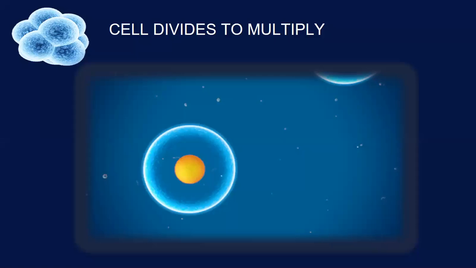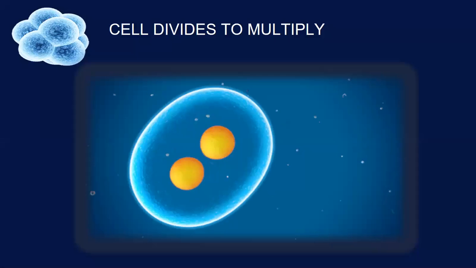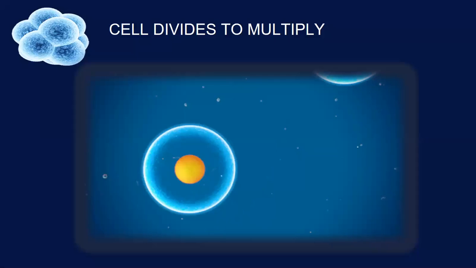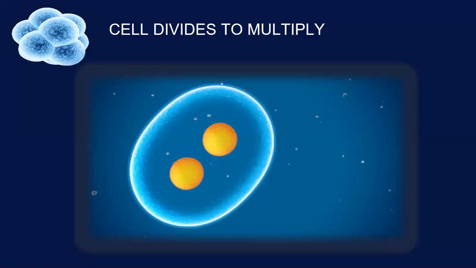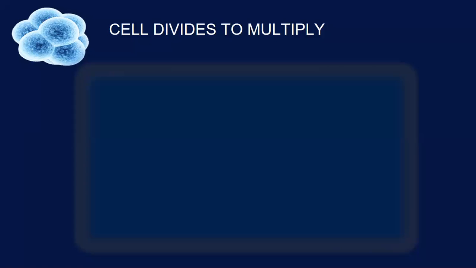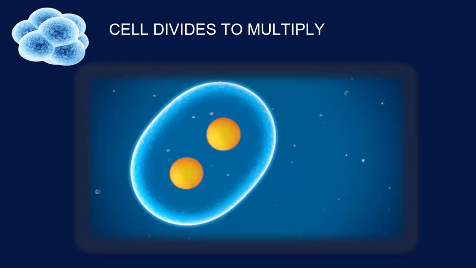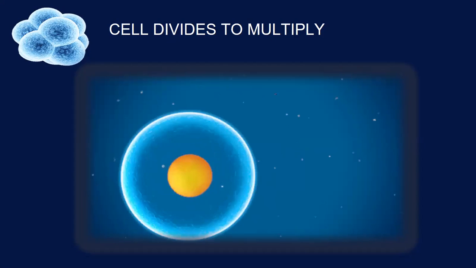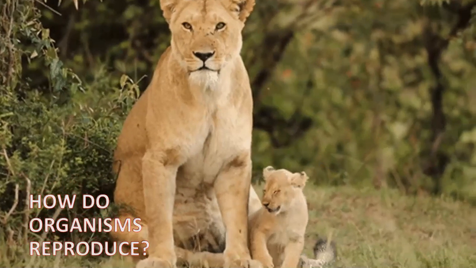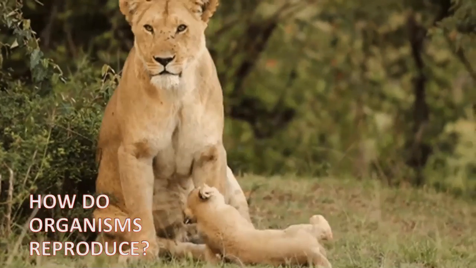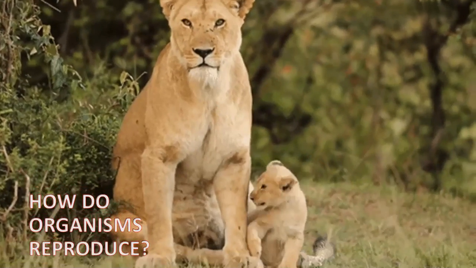Here you can see the cell divides, multiplies, and produces new cells, right? So this is the basic concept of our lesson. Hope you all would have figured out by this time. This is the lesson, how do organisms reproduce? Here we are going to talk about the different types of reproduction.